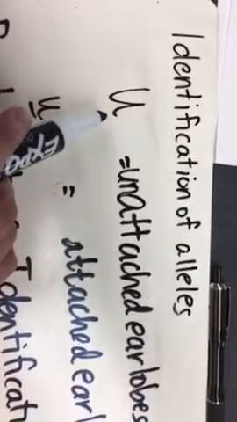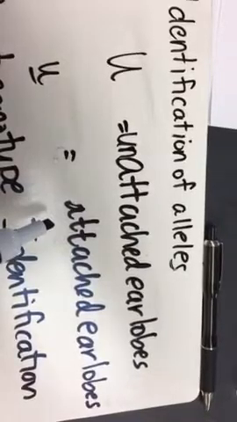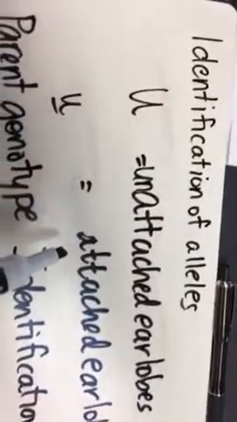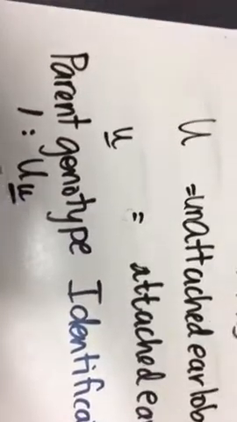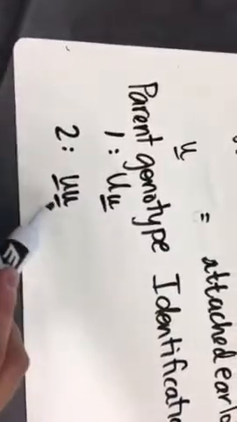Okay? So here we have to identify the alleles. Unattached is dominant, and recessive is going to be attached earlobes. We have to identify the parents. So parent 1 is heterozygous, that's the male. So it's 2 different alleles, 2 different letters. And then the other parent is a female who is recessive. She has attached earlobes, so she would be homozygous recessive. She can't have a capital U in her letters.